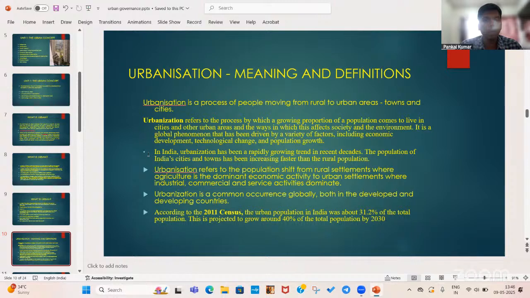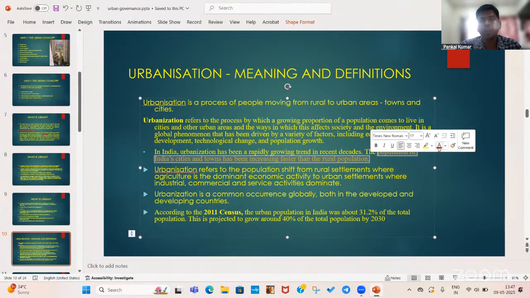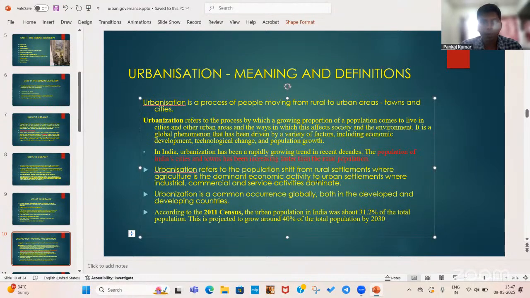Then coming to India, urbanization has been a rapidly growing trend in recent decades. In 2023, according to the United Nations World Population Prospects, India has now become the most populous country in the world, surpassing China. The population of India's cities and towns has been increasing faster than the rural population. So this is a very unique trend of India, that our urban population is increasing much faster than the rural population.